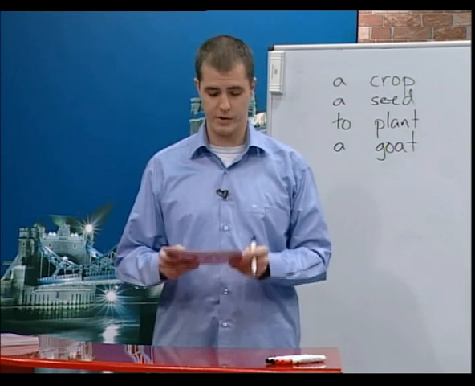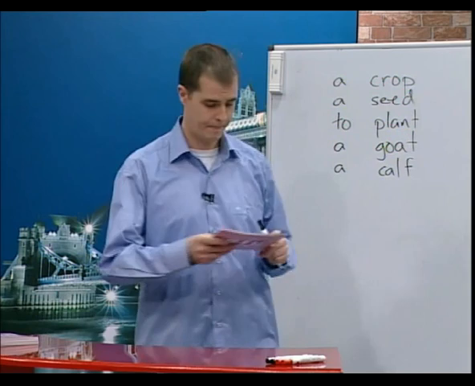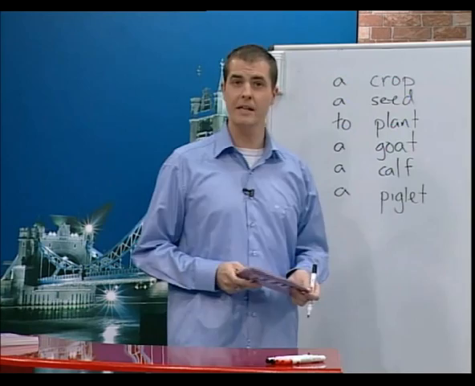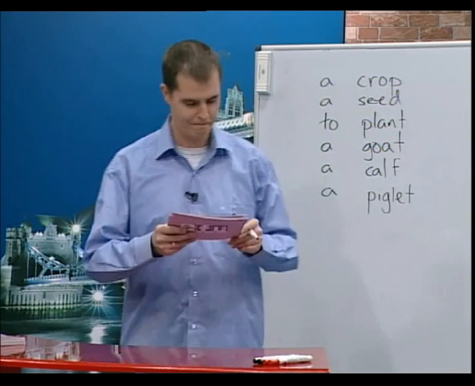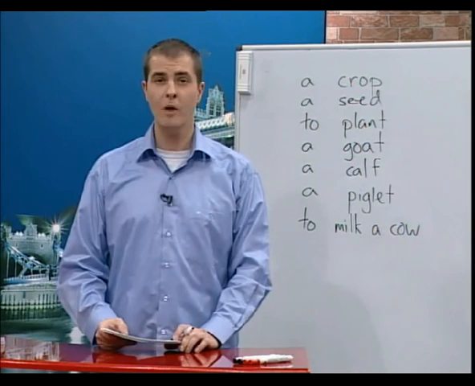Next we have a calf. A calf is a baby cow. A piglet. Well, maybe you can guess, a piglet is a baby pig. To milk a cow. To milk a cow means to get milk from a cow by pumping its udders.